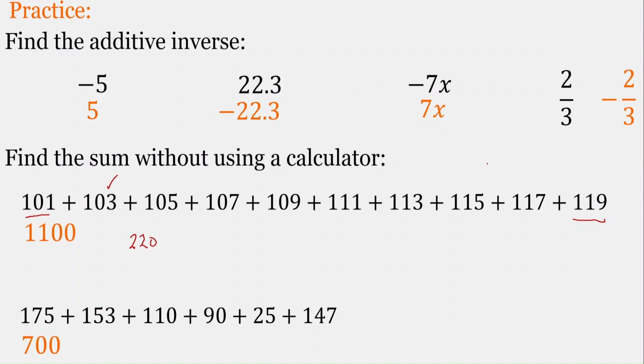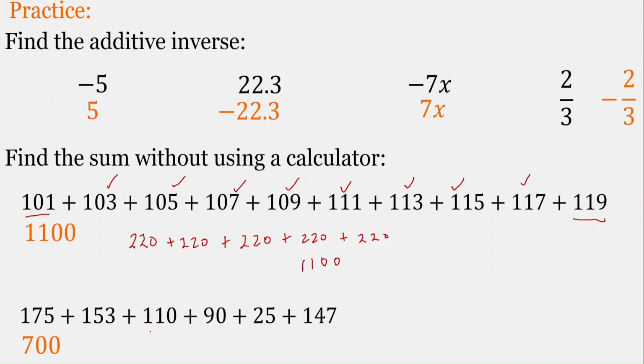As does 103 and 117. And 105 and 115, 107 and 113, and 109 and 111. So we have 5 pairs that all add up to 220. And then when we do 220 times 5, or add 220 5 times, the answer is going to be 1100.